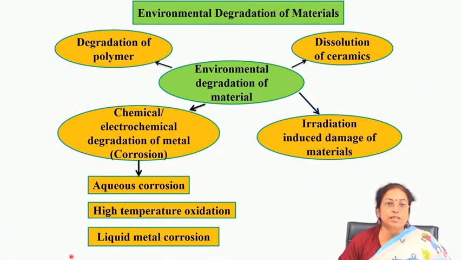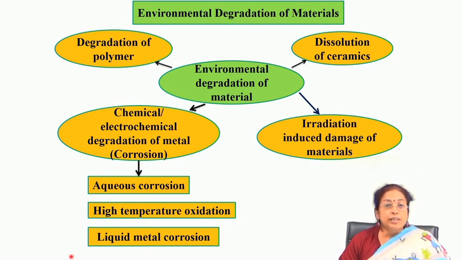This usually occurs because of absorption of moisture from the environment, or by the attack on its structure by environmental light or UV radiation. So, usually there is degradation of polymeric structure. If you talk about ceramic material, there is either dissolution or maybe dissociation of ceramics at very high temperature. There is also irradiation induced damage of materials, but if you talk about metallic materials, the term which is commonly applied is corrosion.